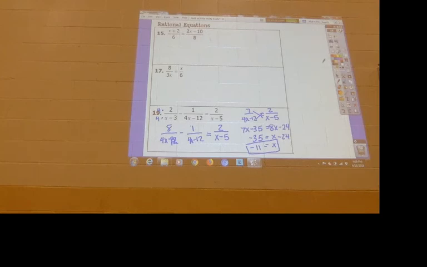Let's look at 21. Find an expression that represents the area of the rectangle. So how do I find area? Length times width. So did they give me a length?